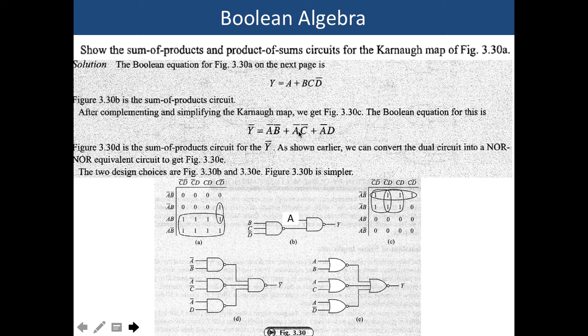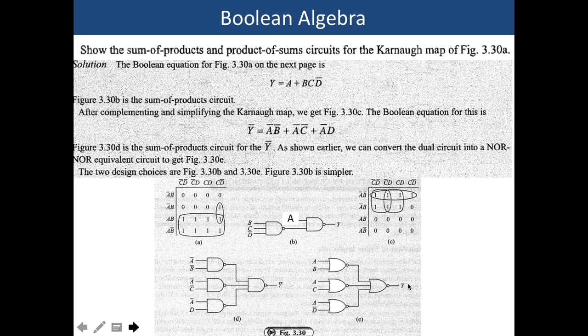So from this equation we can draw the circuit: A bar B bar plus A bar C bar plus A bar D. The NAND gate output is Y bar. From this NAND gate circuit we can complement and write the NOR gate circuit, A B, A C, A D bar, and the final output is Y. So in the next lecture we will discuss the logic family. Thank you.